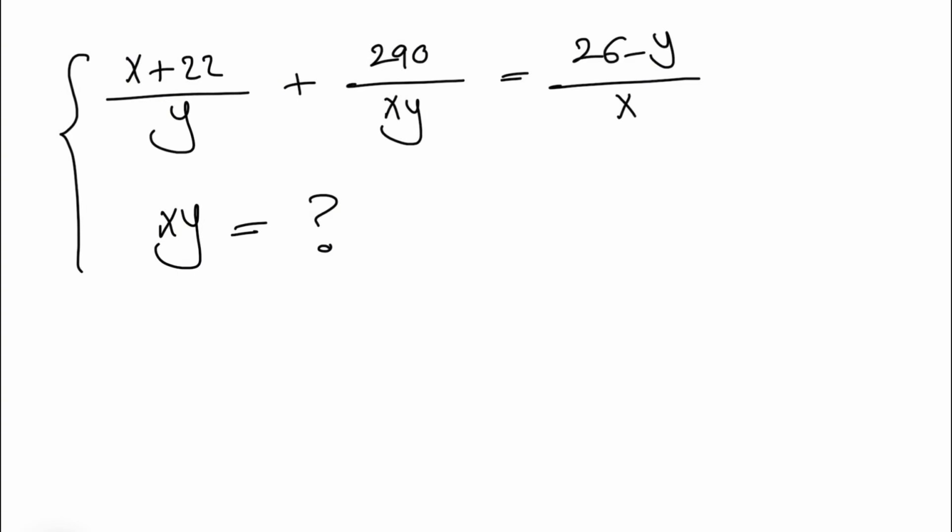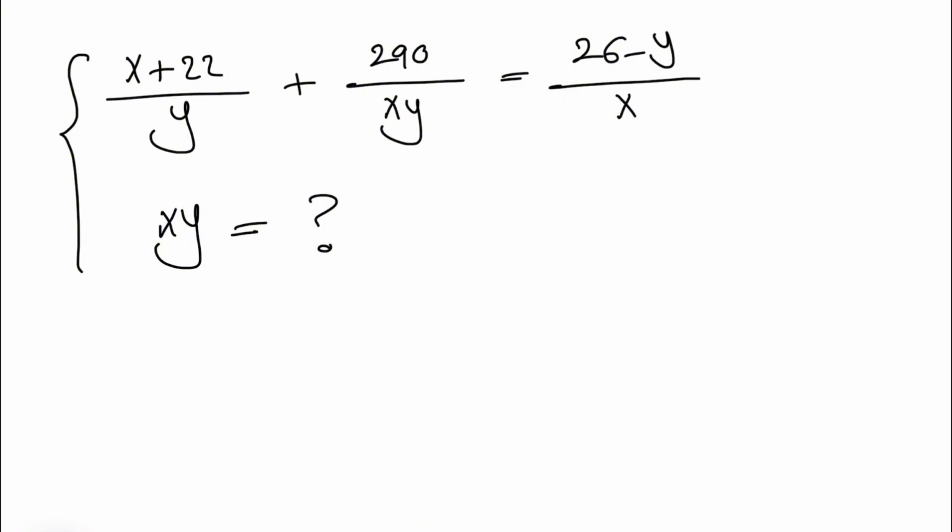Alright guys, welcome back. So in this video we have this equation that x plus 22 divided by y plus 290 divided by xy is equal to 26 minus y divided by x, and we need to find the value of x times y. So let's see what we can do in here.